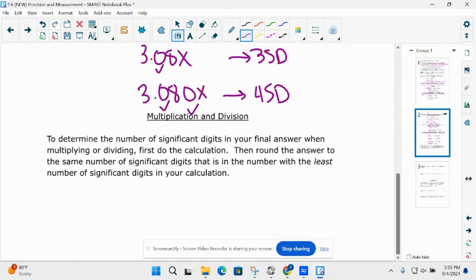Now we are going to apply that with the rules for multiplying and dividing, adding and subtracting with calculations. To determine the number of significant digits in your final answer when multiplying or dividing, first just do the calculation. Then you're going to round your answer to the same number of significant digits that is in the number with the least number of significant digits in your calculation. So you want to choose the one that is least precise and base your rounding on that number of significant digits.